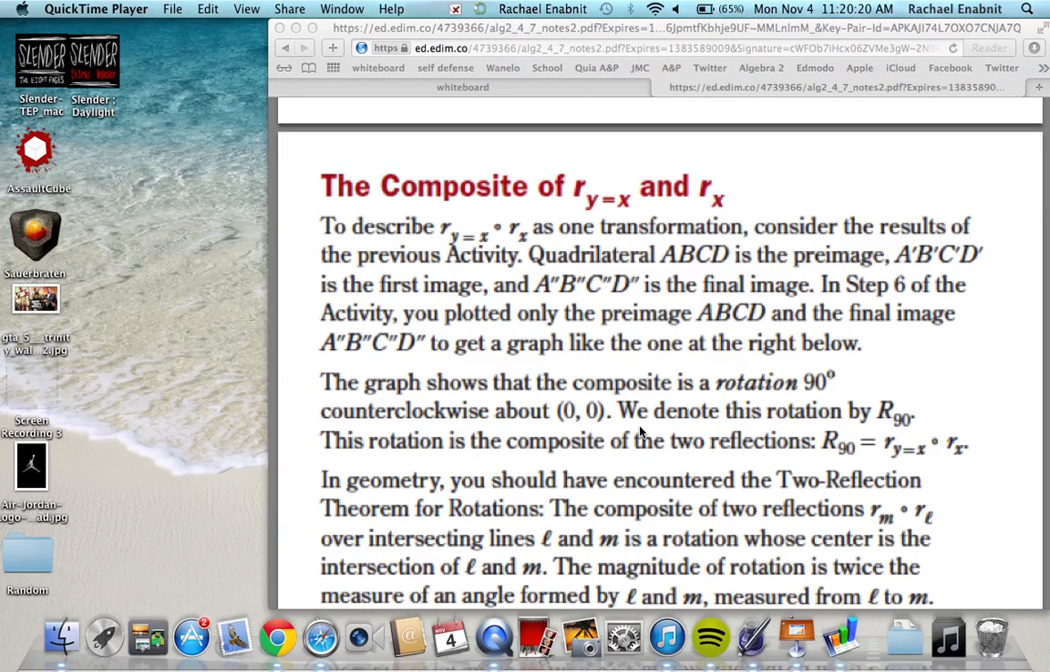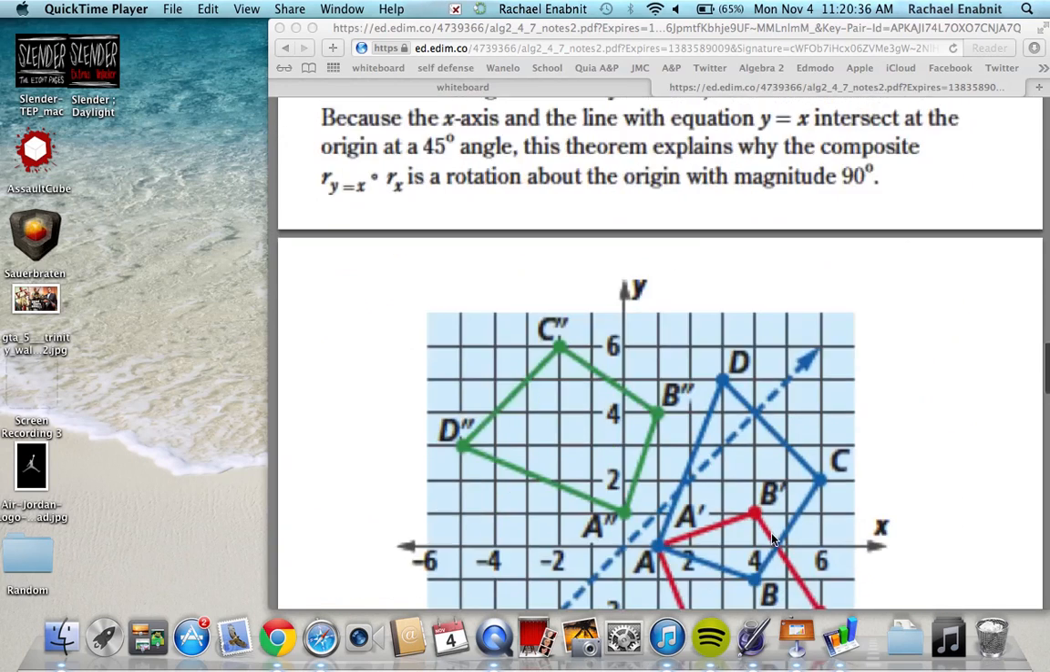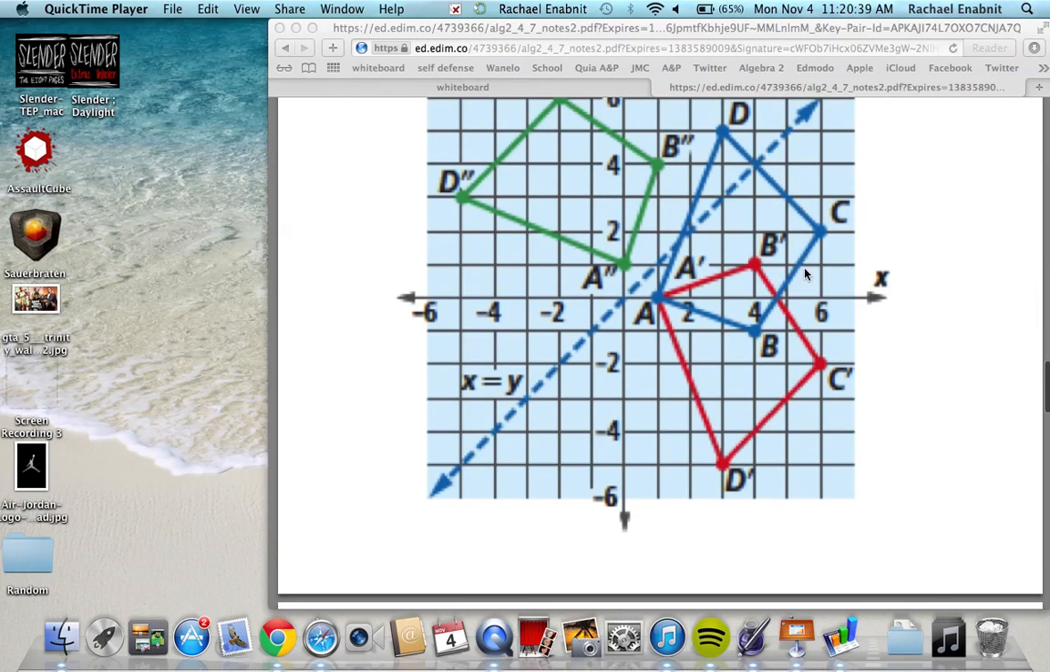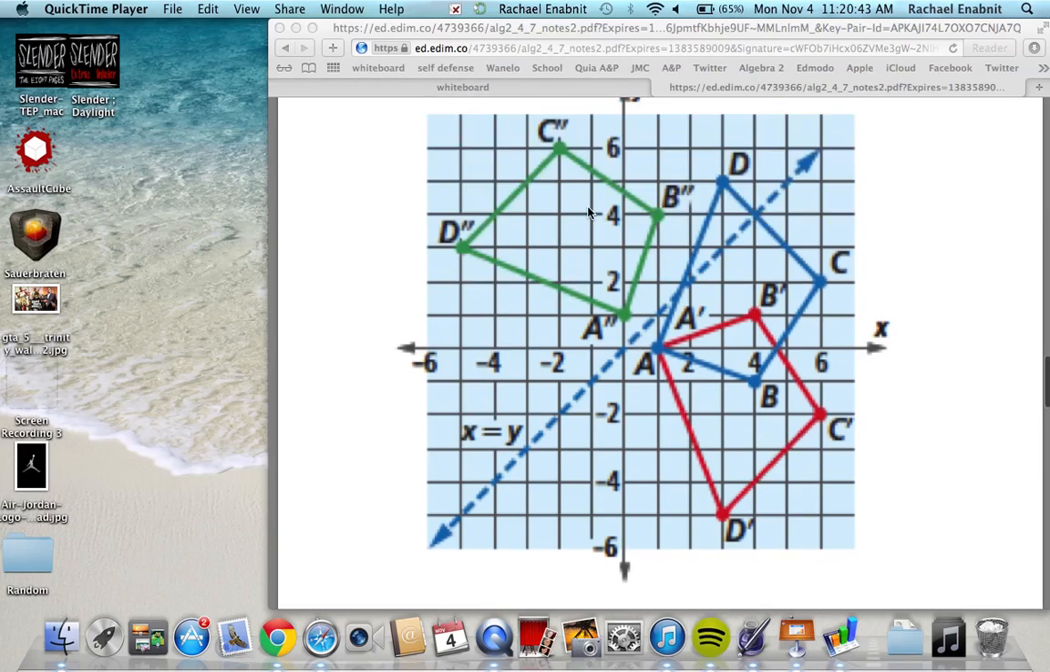To describe R y equals x following Rx as one transformation, consider the results of the previous activity. Quadrilateral ABCD is the pre-image, the copy is the first image, and then the copy of that is the final image. In step 6 of the activity, you plotted only the pre-image ABCD and the final image to get a graph like the one at the right below. This is the original, the copy of that, and then the next copy.